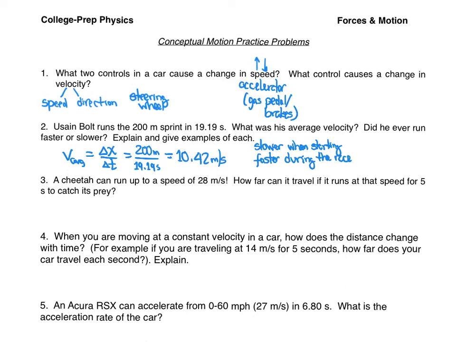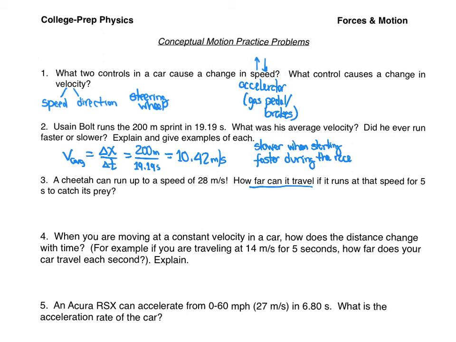All right, number three, a cheetah can run up to 28 meters per second. That's like 50, 60 miles per hour, everybody. How far can it run? How far can it travel if it maintains that speed for 5 seconds, right? There's some crazy YouTube videos of cheetahs on the run, on the hunt, I should say.